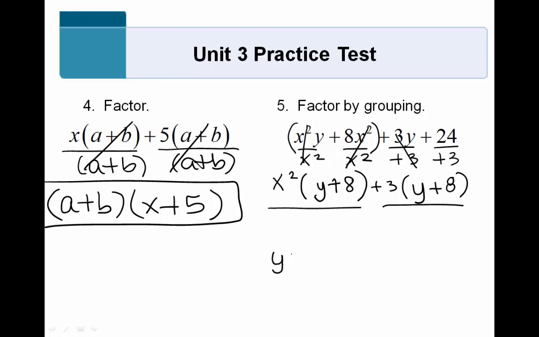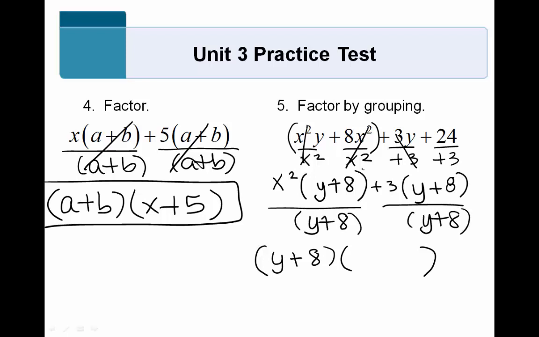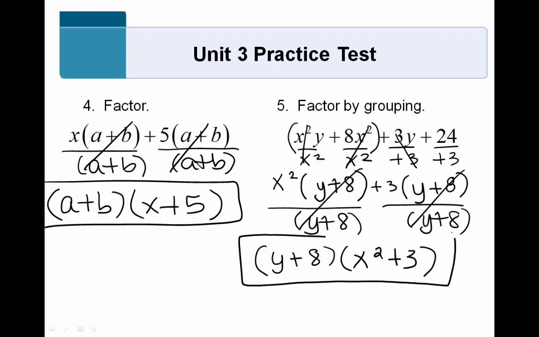Factor out a y plus 8. Pull it out, undistribute. Divide by y plus 8. Divide by y plus 8. Remove those factors to find your missing term, x squared plus 3. Or you could write that as x squared plus 3 multiplied by y plus 8.